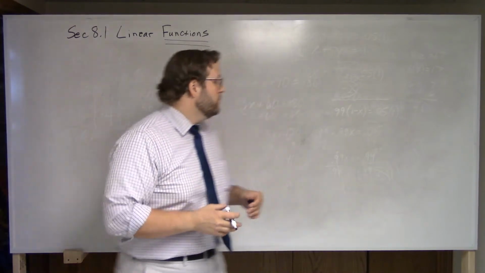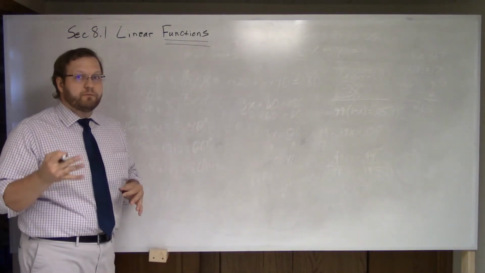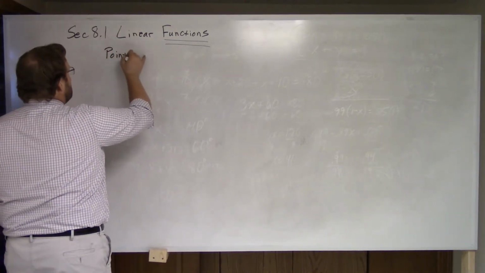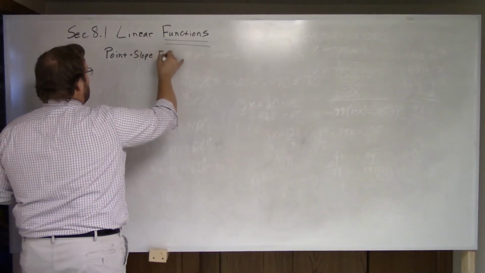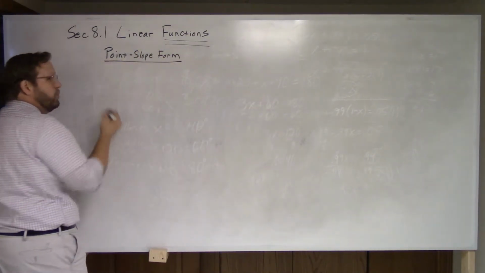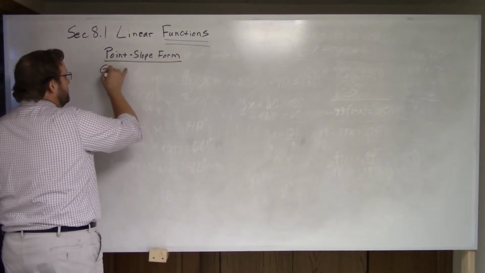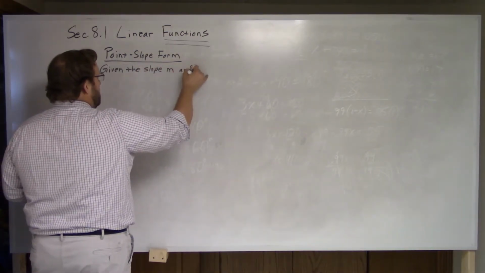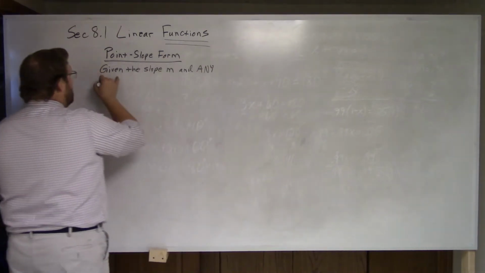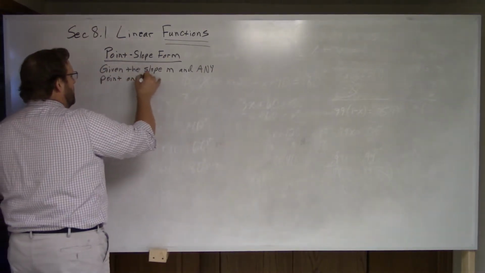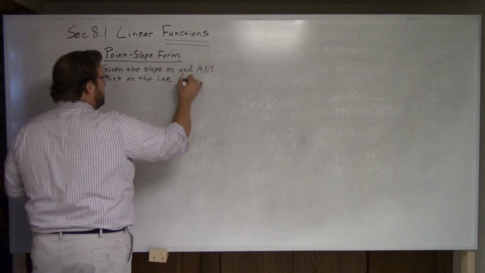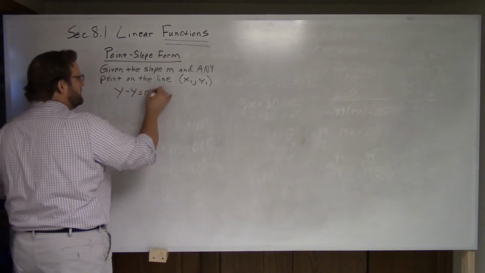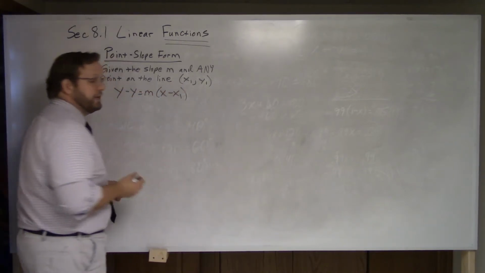Okay, so let's recap equations of lines and then see how this function idea is going to fit in. When we deal with equations of lines, there are three main forms that we're going to be utilizing. The first one is point slope form. Point slope form is given the slope m and any point on the line, we're going to call it x1, y1. Our equation is y minus y1 equals m times the quantity x minus x1.